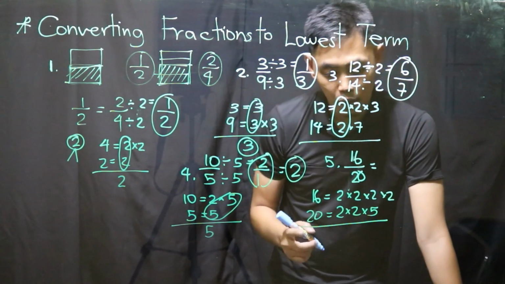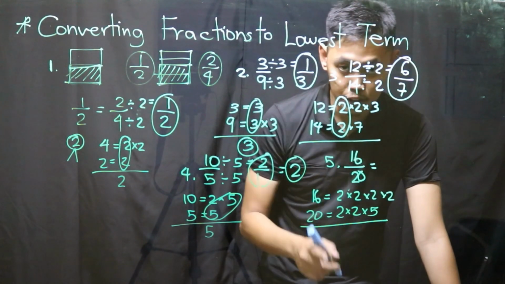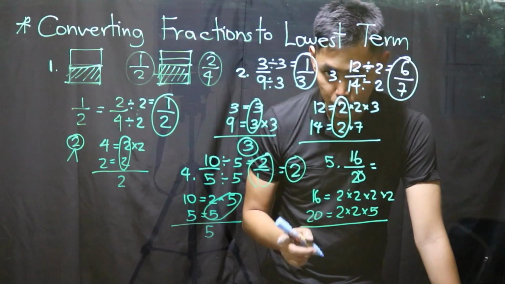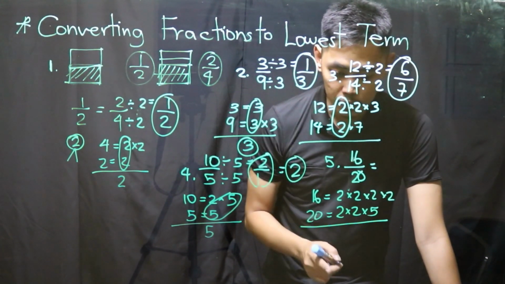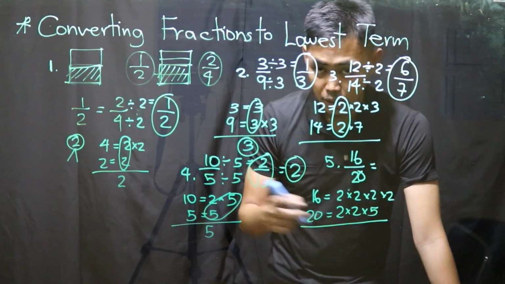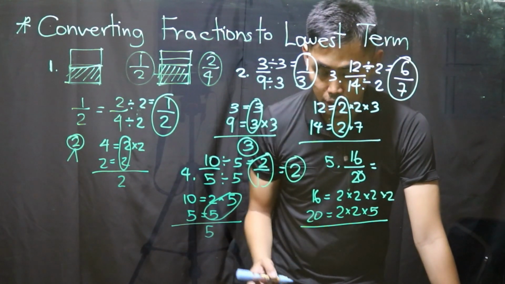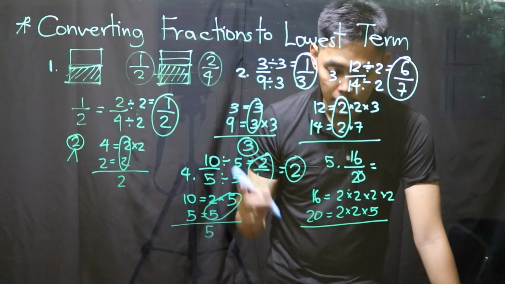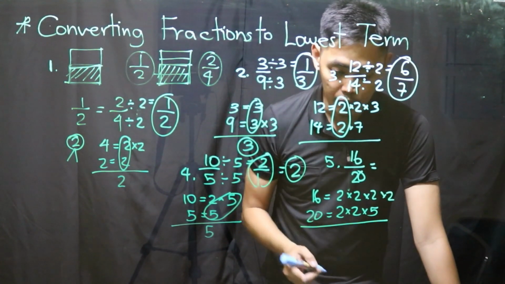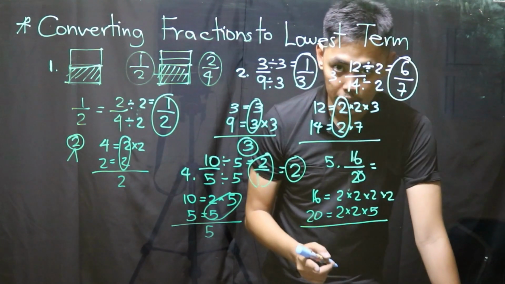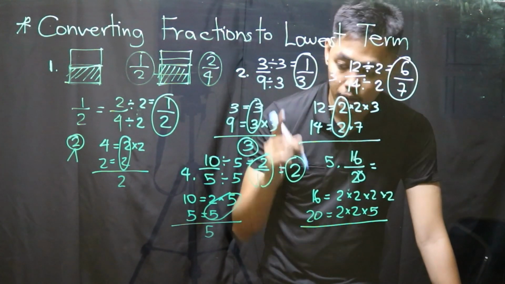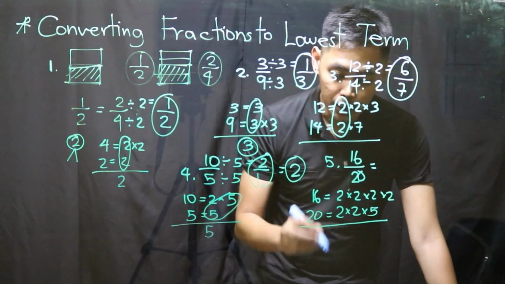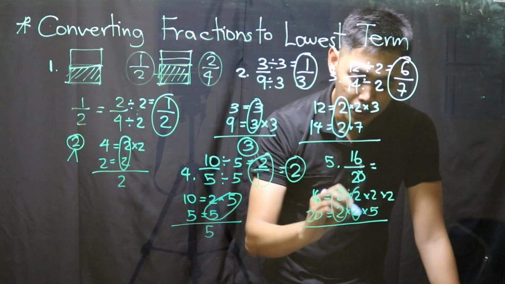So how do I know this? Because I already know the prime factorization of these numbers. So I simply go ahead and write the prime factorization of each number. But if you don't know how to do the prime factorization, go back to the previous video and watch it. The video about prime factorization and getting the greatest common factor using prime factorization, so that you better understand this. Okay, so this topic mainly focuses on converting fractions into lowest term. So we just need to pair it up.